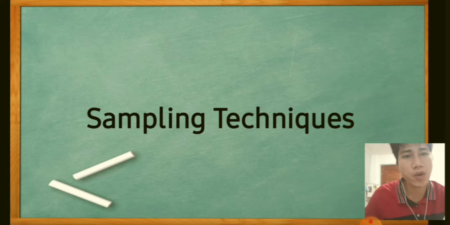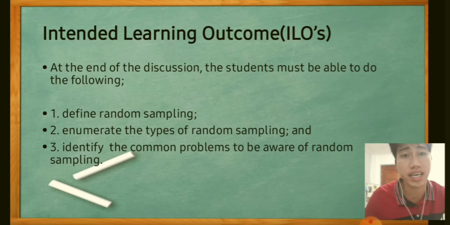Before we start the discussion, let me introduce our objectives for today, the ILOs, or intended learning outcomes. At the end of the discussion, the students must be able to do the following. First, define random sampling. Second, enumerate the types of random sampling. And third, identify the common problems to be aware of in random sampling.